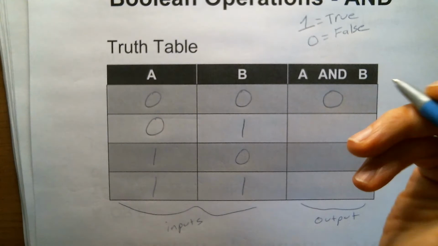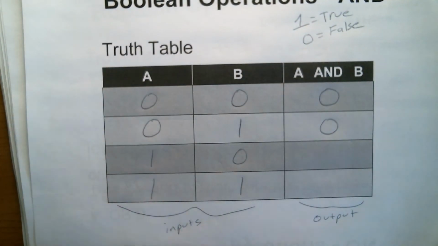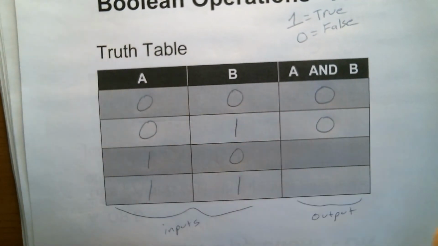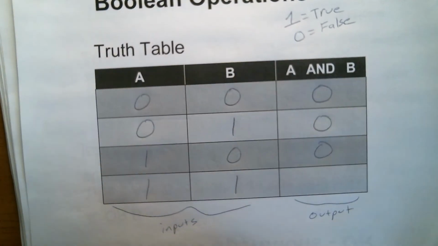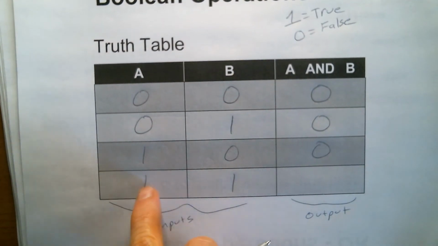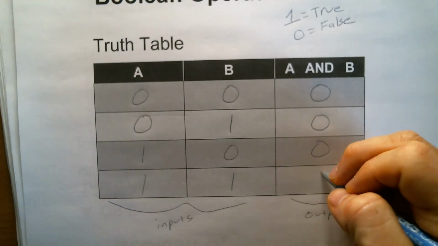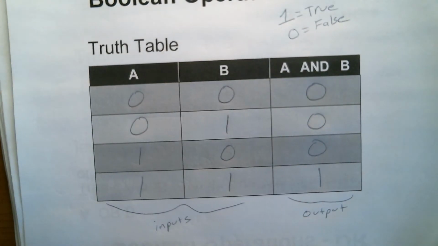False and true is still false. True and false is still false. The only time it's true is when we have true and true, so we would put a 1 there. And again, this is a very basic truth table, but we're going to see that they get bigger and more involved as we go.